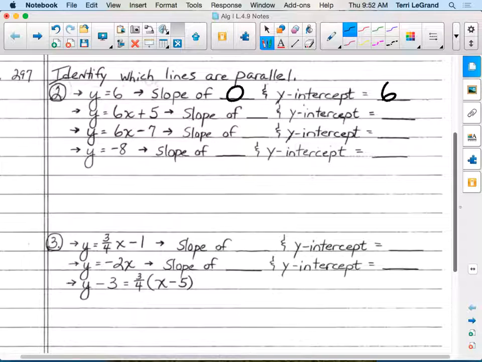Every point on that line has a y value of 6, so it has to cross the y-axis at 6. Okay, y equals 6x plus 5. Y is by itself, it's in slope-intercept form. It's ready for us to identify the slope and the y-intercept. So what's the slope of this line? 6. What's its y-intercept? 5.